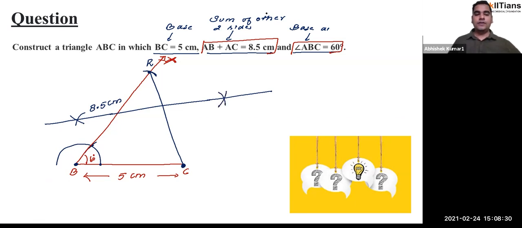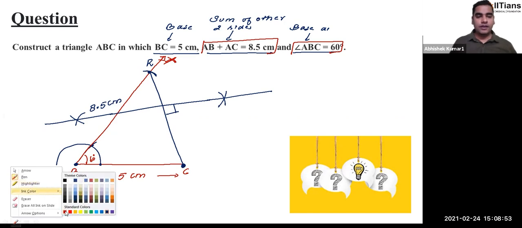Clear? Now this perpendicular bisector which we have drawn, although it's not looking like a perpendicular bisector, it is. This perpendicular bisector is going to cut this BR that we have, whose length is equal to 8.5 centimeter, at some point, and you are going to call that particular point where it cuts BR, A.